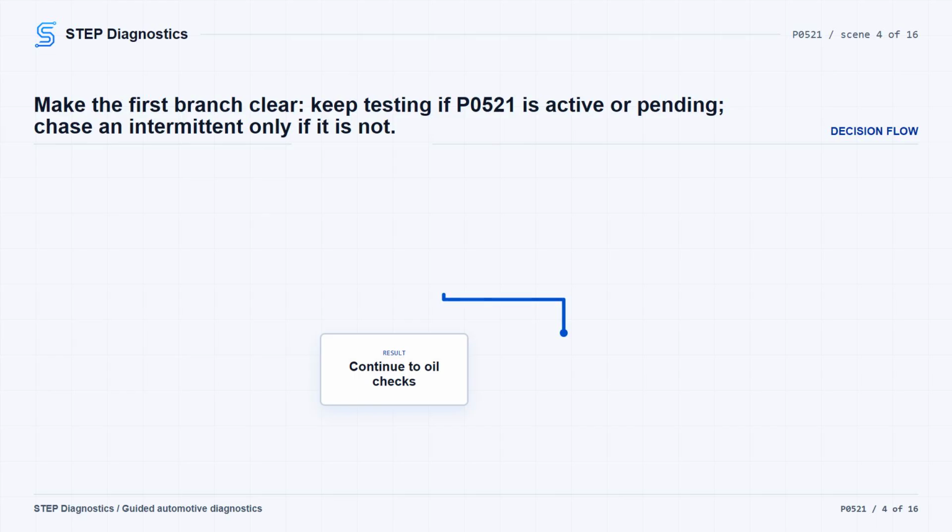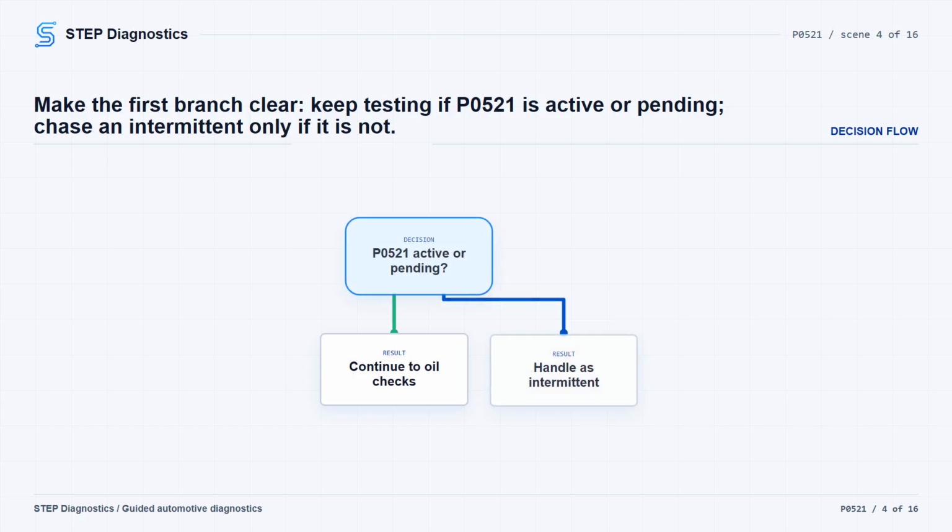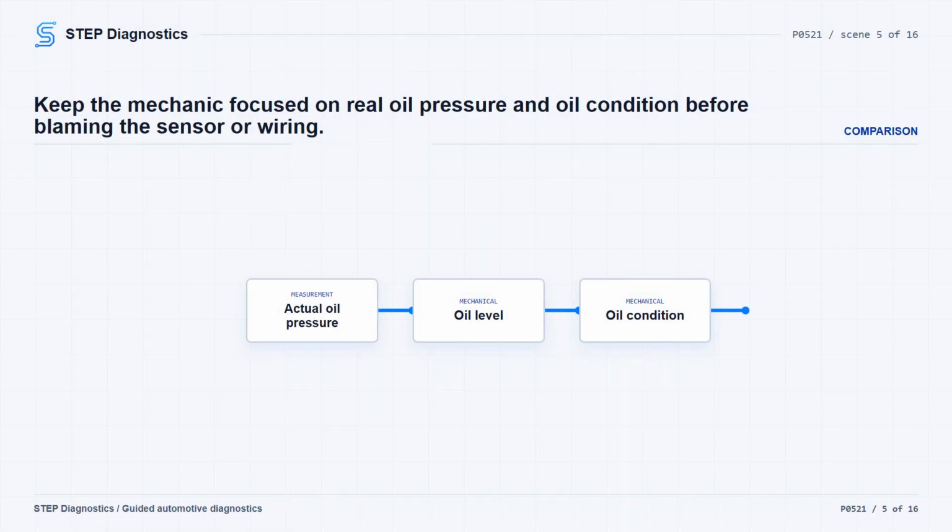Then use the scan tool to read and record the DTCs. If P0521 is active or pending, continue with the oil and engine checks. If it is not active or pending, treat it as an intermittent condition and follow that diagnostic path instead of forcing a conclusion. Before blaming the sensor or wiring, check the engine mechanical and lubrication side.